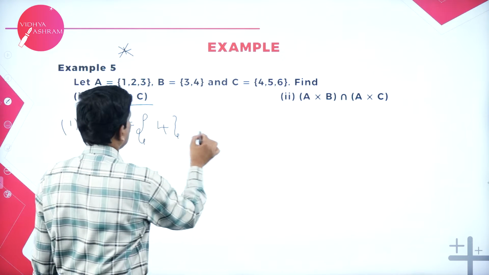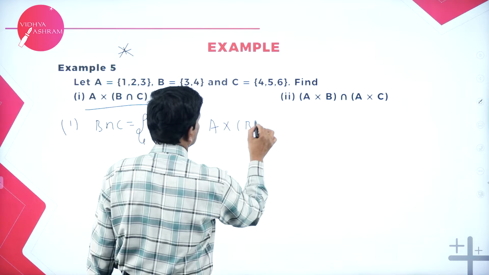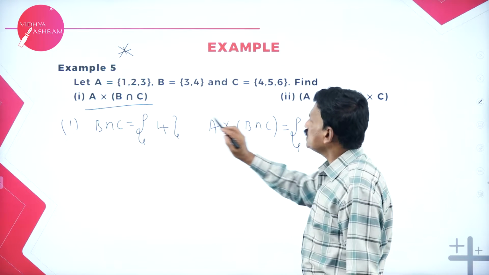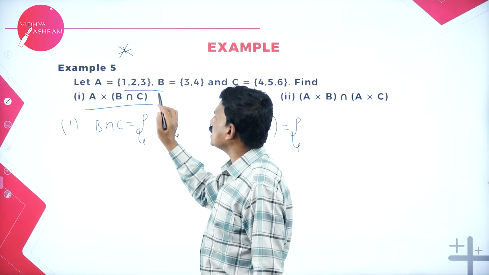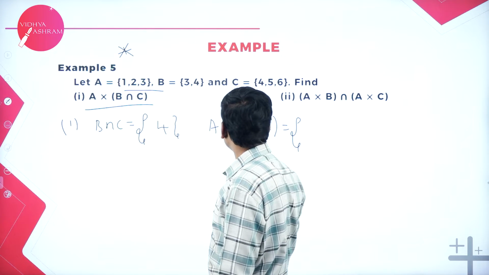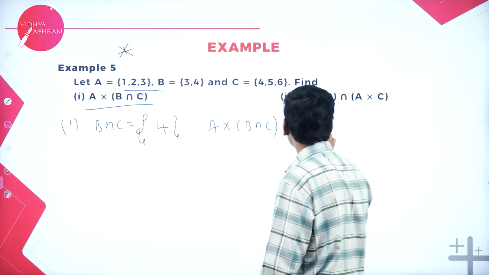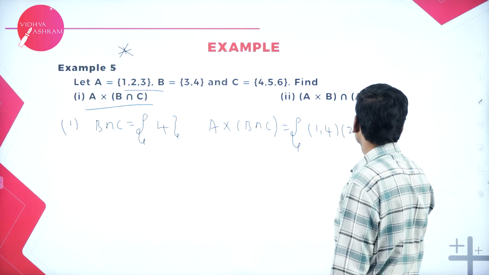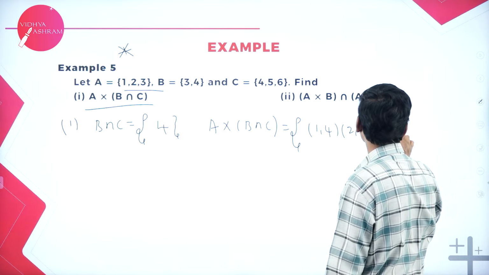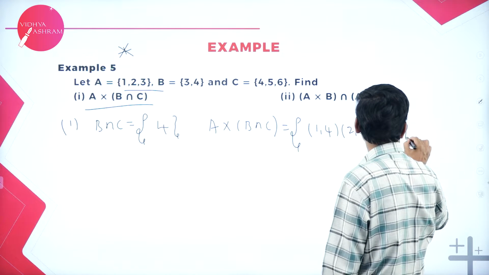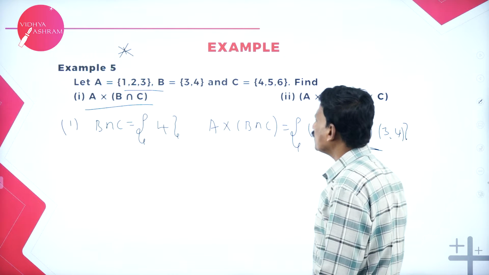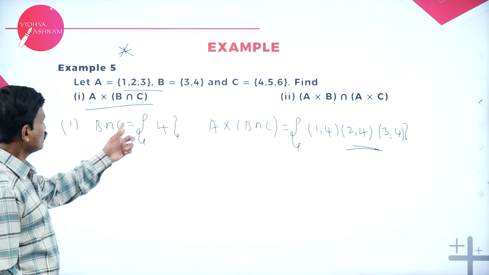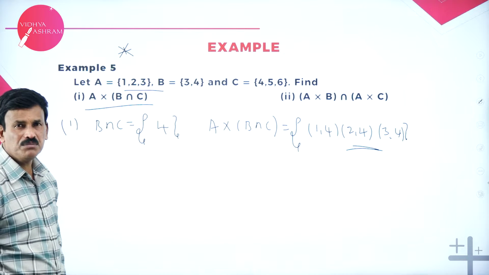Now, find out A cross (B intersection C). So, A contains 1, 2, 3. Intersection of B and C is 4. So, 1, 4, then 2, 4, then the third element is 3, 4. So, these are the elements of A cross (B intersection C). See here, first find out the common element in B and C.